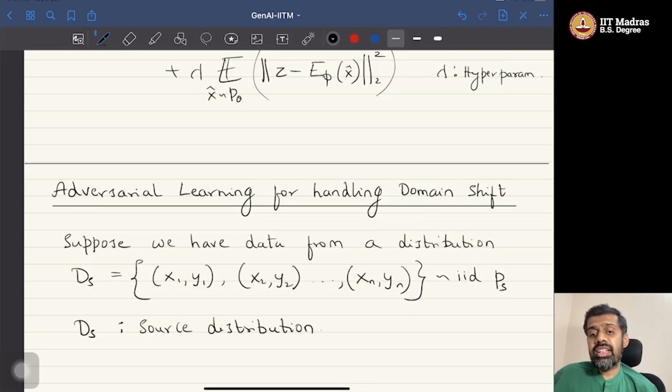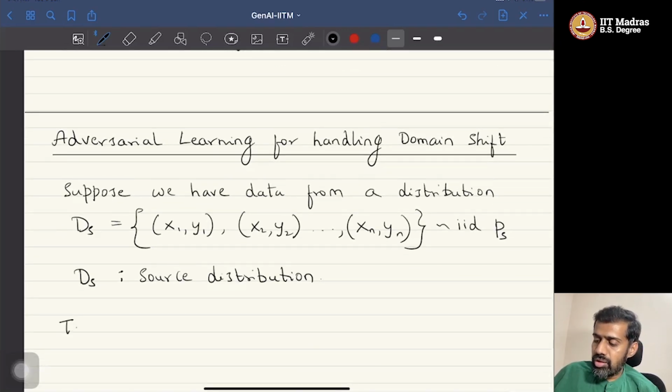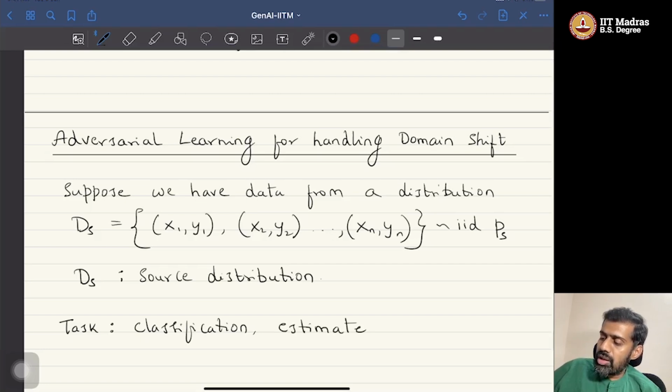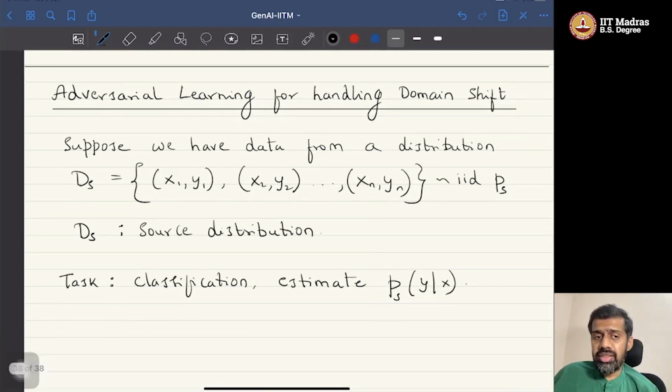Now the task is to come up with a classifier for the source distribution. Let's say that the task that we are solving is that of classification. So we know that all classifiers would estimate the conditional distribution of y given x. This is what every classification task would solve. However, what happens in practice is that the distribution that we would want to test our classifier on will not be the same as that of the source distribution.